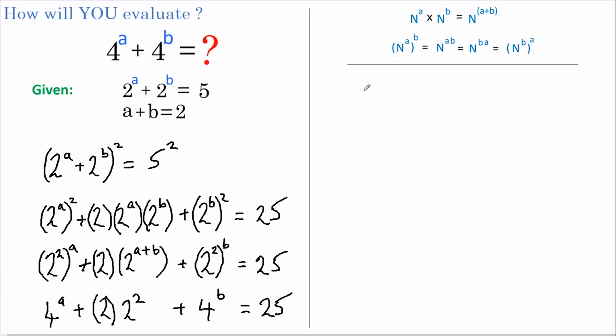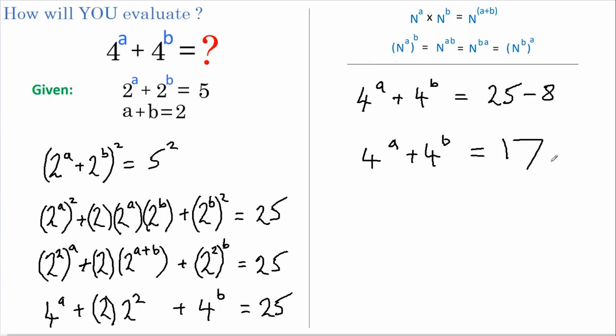So let's rewrite this as 4 to the power of a plus 4 to the power of b. And now let's take this middle section over to the right hand side, and this evaluates to 8. So we get 25 less 8. Therefore, 4 to the power of a plus 4 to the b equals 17. And that's our answer.